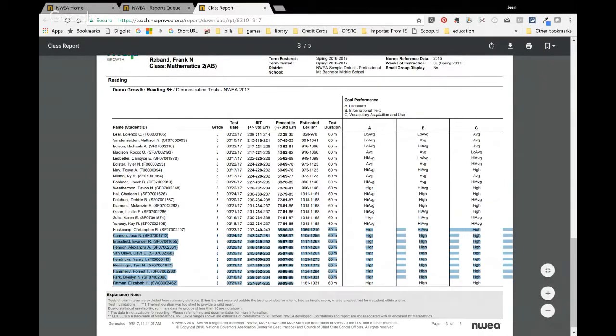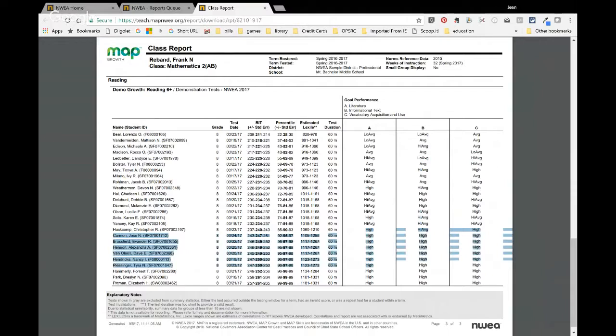If I move over to this goal performance area, this is the area where it talks about what each student did for each goal area. And I can look at it and I can see that some are in the low average range, some are in the average range. So I can begin to look at these and consider how I'm going to work with these or what my groups would look like. Mr. Reband has a fairly unusual, at least in my experience, class, in that many of his students are in the high range or in the high average, but we still do have some who scored lower in some.